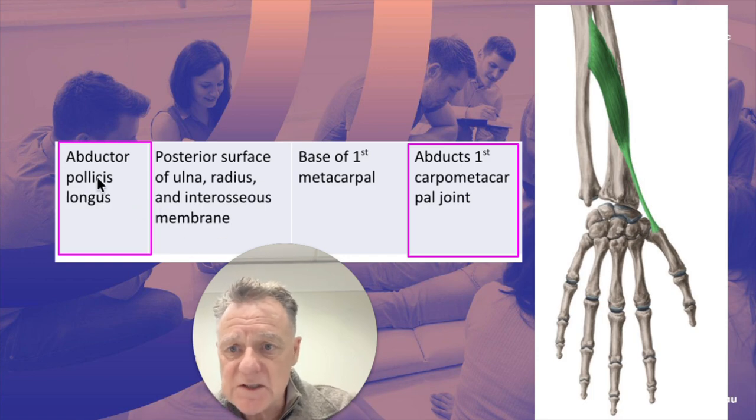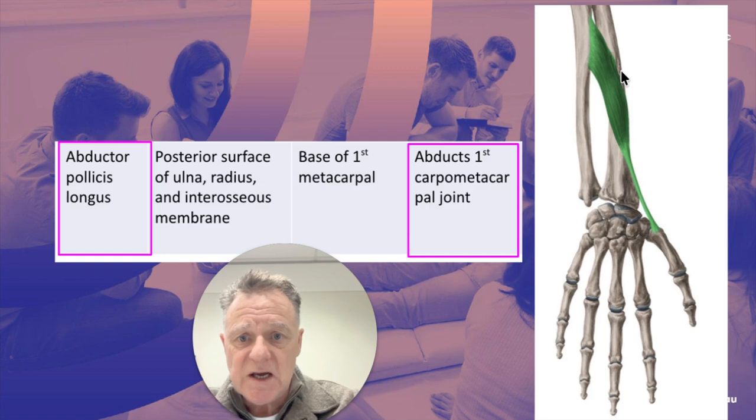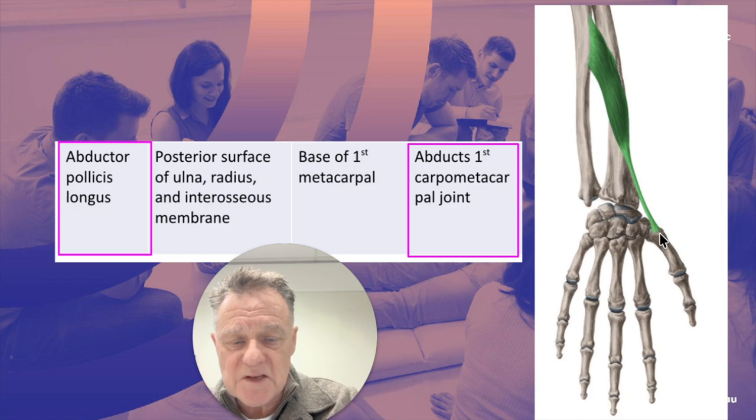Excuse me, abductor pollicis longus, so into the base of the first metacarpal coming from the ulna. It has attachment to the radius as well and to the interosseous membrane, but you can see from this that it will abduct, so it's going to move in this direction, the first metacarpal joint.